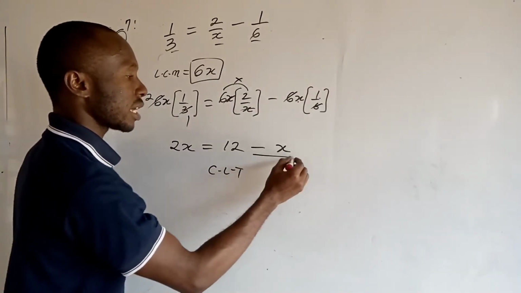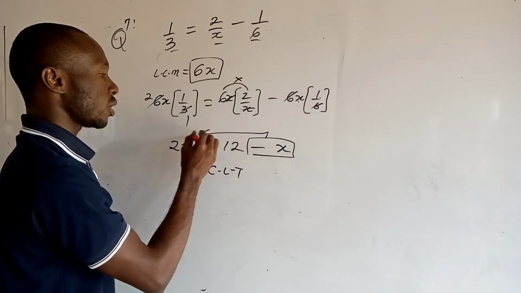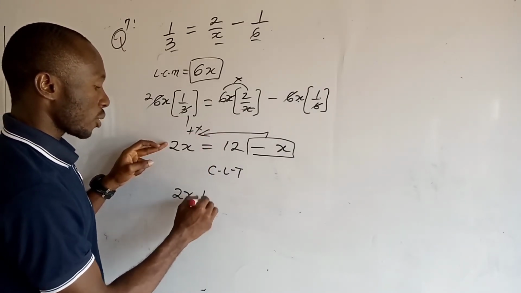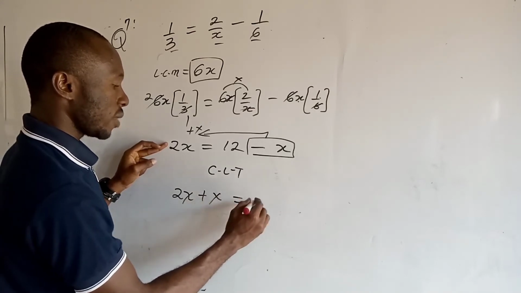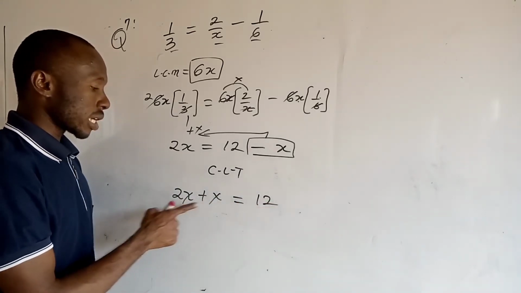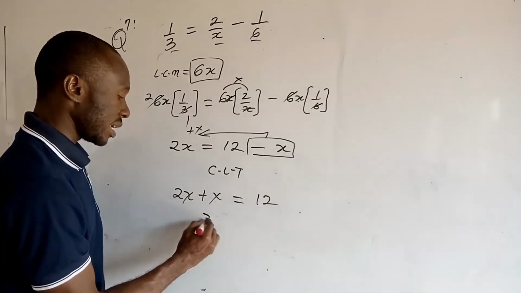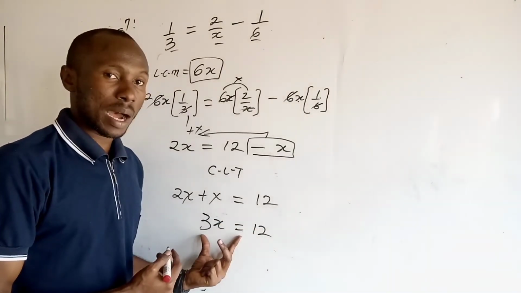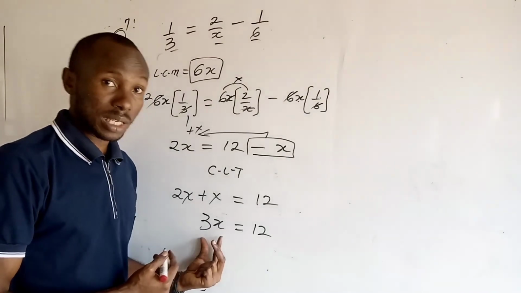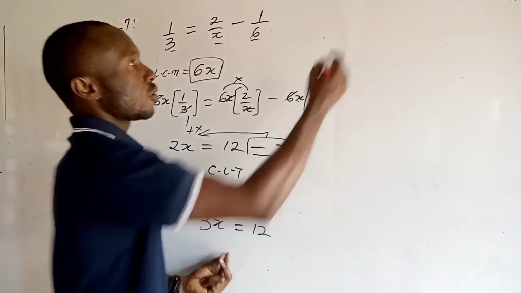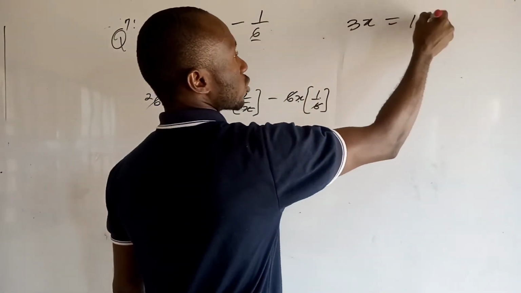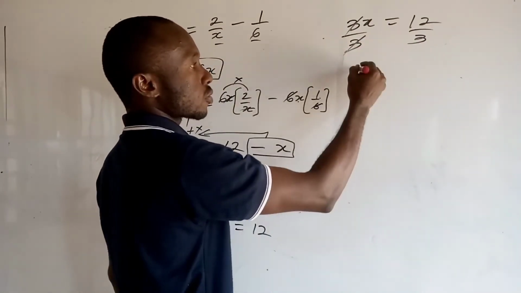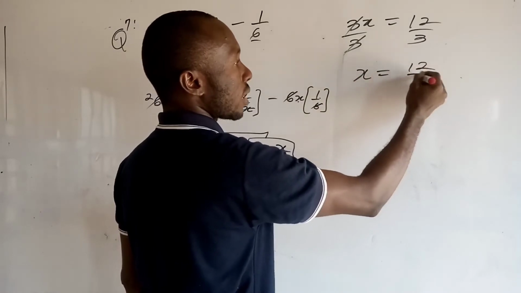Now the next thing you want to do is to collect like terms. So you want to take negative x to the other side of the equation to be positive x. So we have here 2x plus x equal to 12. 2x plus 1x is 3x equal to 12. So you want to divide both sides by the coefficient of x, which is 3, to get the value of x. So 3x is equal to 12. You divide both sides by 3. These will cancel out. So x is equal to 12 over 3.